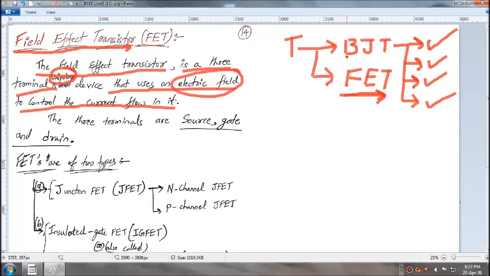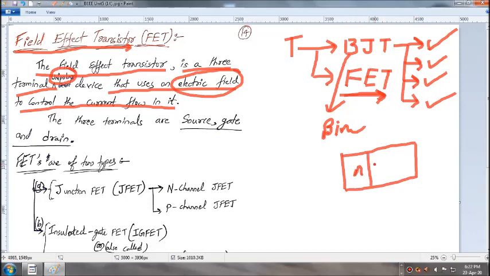As we know, BJT stands for bipolar junction transistor. BJT is a bipolar device. What is the meaning of that? In the BJT, assuming an NPN transistor, there is N-type, P-type and N-type. On one side we are going to provide input and on the other side we are going to take an output.